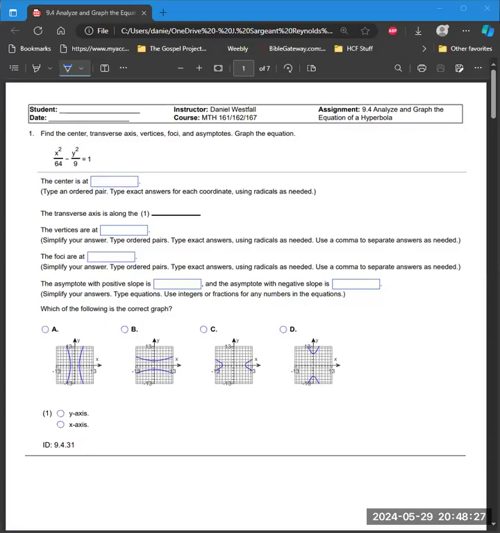In this video, we're going to analyze and graph the equation of a hyperbola. Let's go ahead and get started.